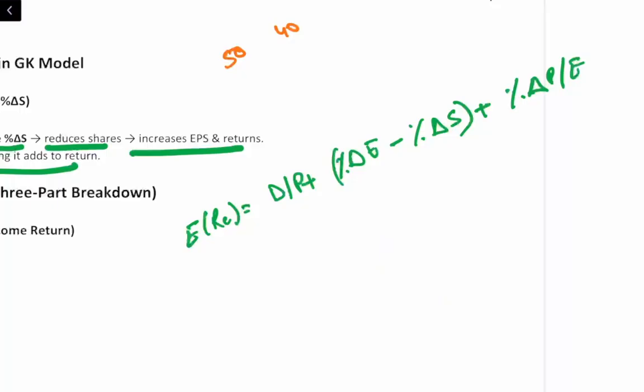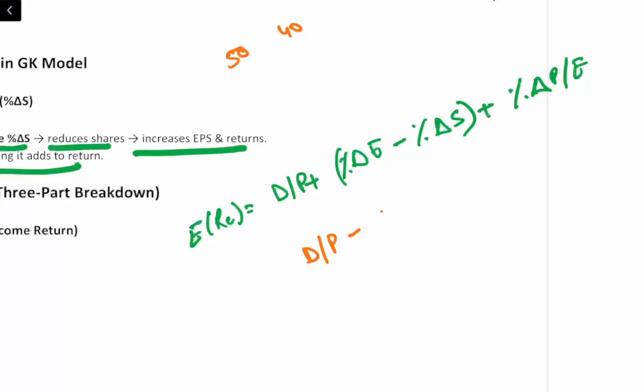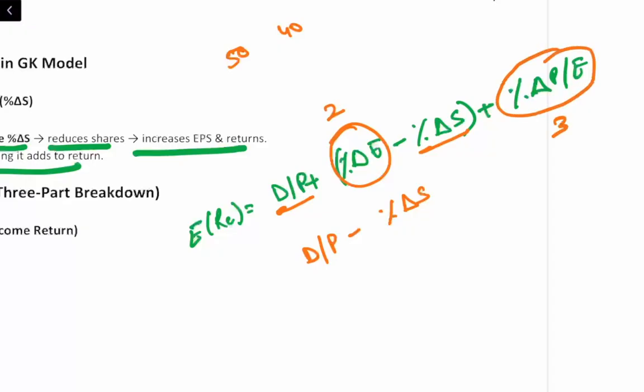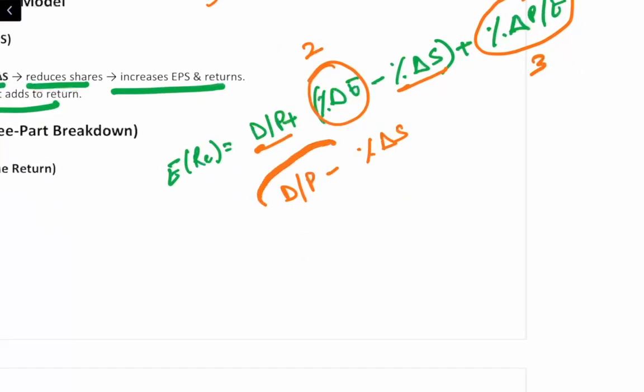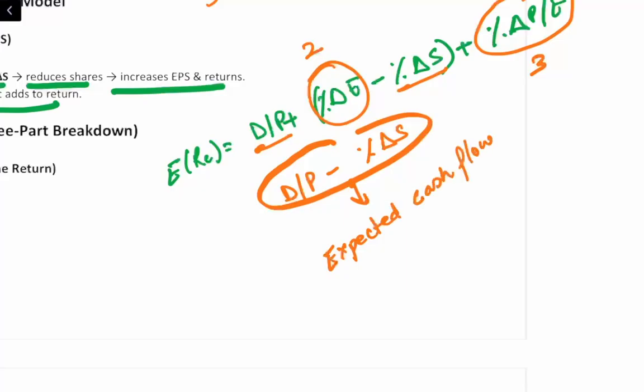The first regrouping is dividend yield minus percentage change in stock. This is the first grouping. I am picking up these two factors. This is another grouping, and this is another regrouping, point number 3. So to this they have given the name expected cash flow return, or you can say income return.